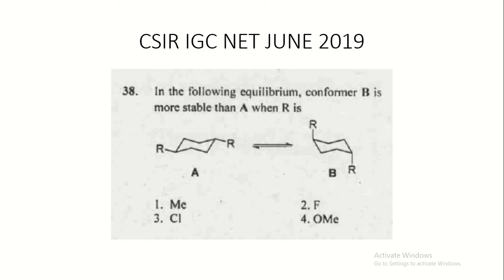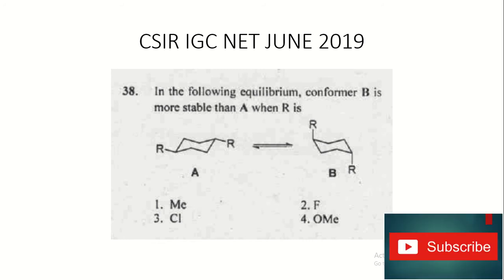Now, this question previously came in CSIR NET in 2019. The question asked is: for which of the following will conformer B be more stable than A? You have the basic knowledge that groups placed in the equatorial position are mostly stabilized compared to their axial form. So here is the diequatorial form, and the diequatorial form is much more stabilized than the diaxial form.